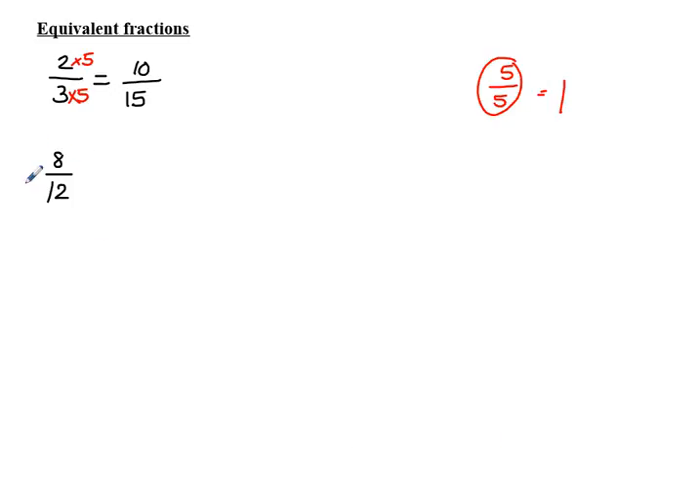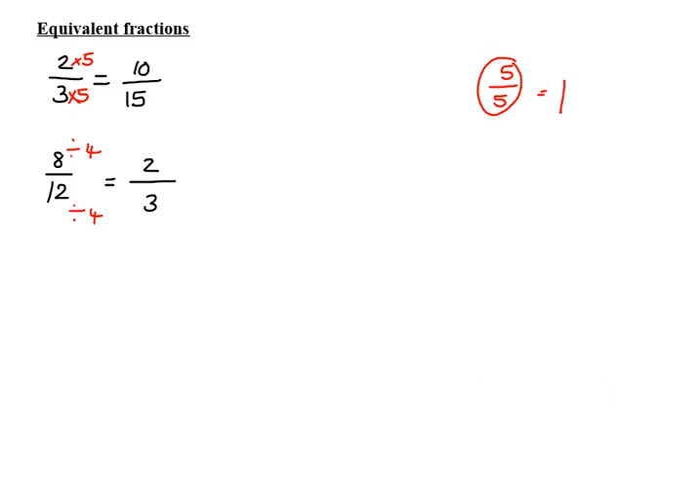So we look at this and we see which is the biggest number that can go into both 8 and 12. Well, I can divide this by 4, and what I do to the numerator, I must do to the denominator. I must divide by 4. So all we're going to do is say 8 divided by 4 is 2. 12 divided by 4 is 3. So that, in its simplest form, is 2/3.